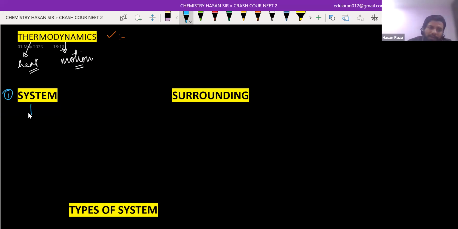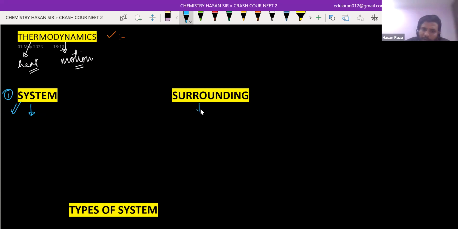So what is system? It's very easy. Any process that you are carrying out in any container or at any place, that container or the place is called system. If you are making tea, the container in which you are preparing the tea is called system. Or if you are boiling water, or carrying out any chemical or physical process in any container, that substance or area or container is known as system.